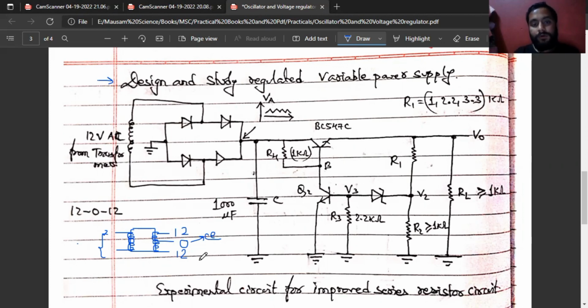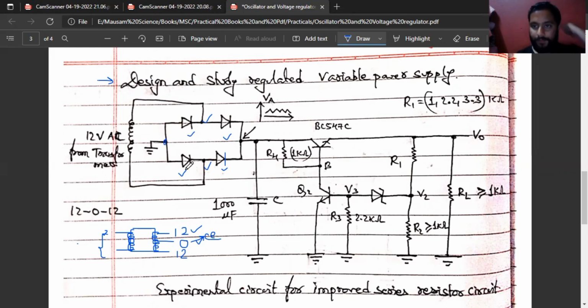Now we will have these 3 points from here. From the 12 volt and 0 we connect 2 wires, this 12 volt over here and 0 volt up to here, and this point will be grounded. There are 4 diodes connected in such a way as shown in the figure. These 4 diodes should be connected in such a way.